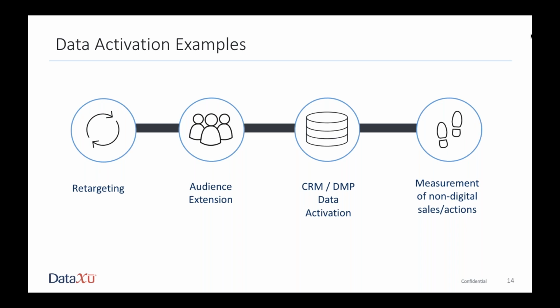CRM and DMP data activation. We've seen success here specifically in the mobile world, activating mobile DMP data, specifically mobile in-app, to be able to segment users based off their usage of the app and how they're behaving in the app, and create bespoke targeting strategies based on that usage. And then finally, measurement of non-digital and sales and actions. So being able to attribute back our digital activity to our end sales goal, whether that is a digital sale or whether actually it's a car dealership sale.